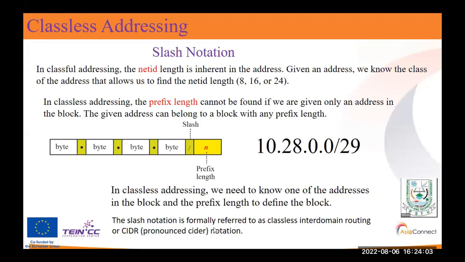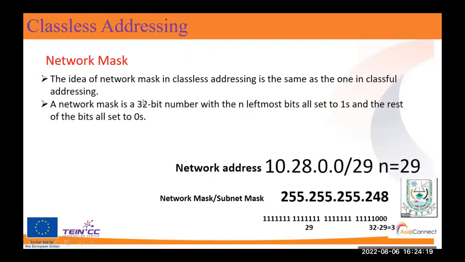This slash notation is formally referred to as classless inter-domain routing, or CIDR notation. For classless addressing, there is one more issue: the network mask or subnet mask. Previously, we discussed the default mask, subnet mask, and supernet mask. But in classless addressing, the network mask or subnet mask is what we use.